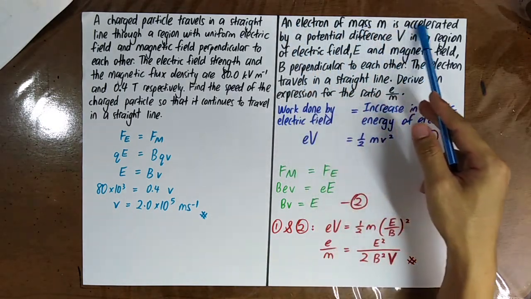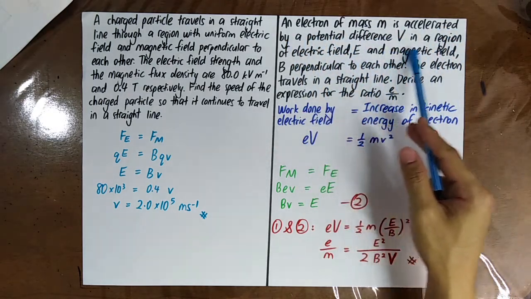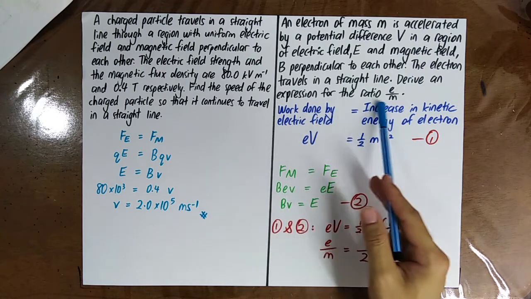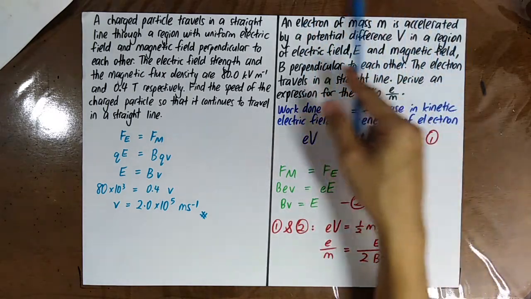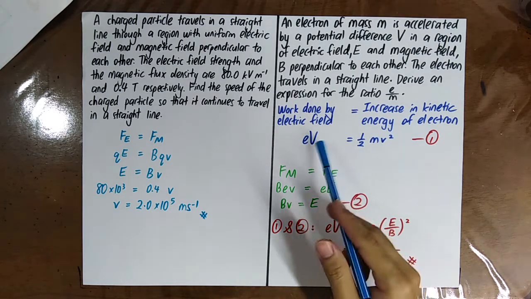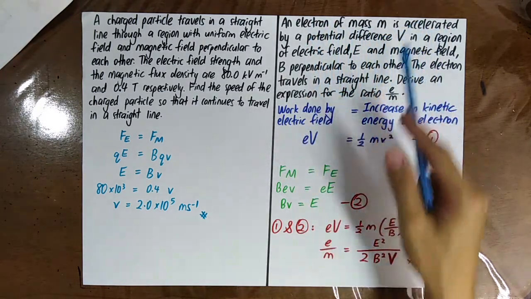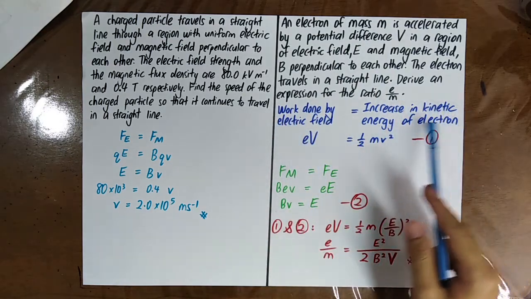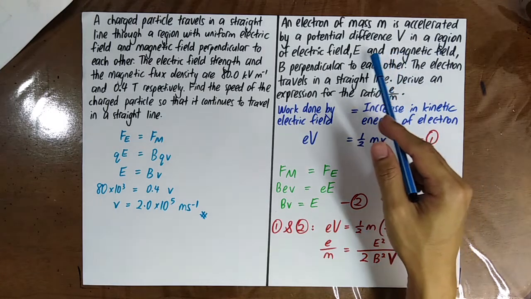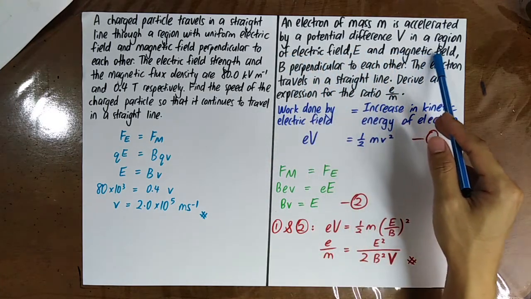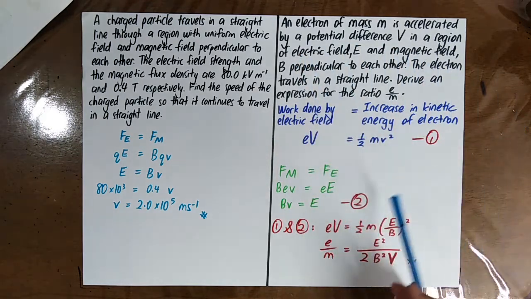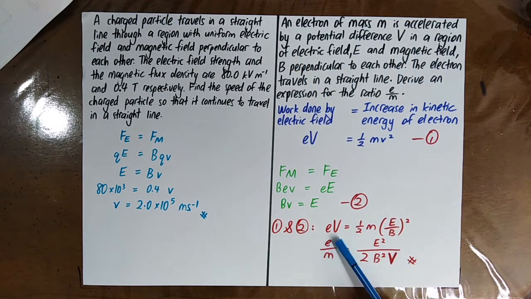An electron of mass m is accelerated by the potential difference V in a region of electric field E and magnetic field B perpendicular to one another. The electron travels in a straight line. Please derive an expression for the ratio e over m. When the electron is accelerated by the potential difference capital V, you can use this formula, because the work done by the electric field is equal to the increase in kinetic energy of the electron. Then in the velocity selector, the direction of the electric field must be perpendicular to the direction of the magnetic field, so you use this formula for the velocity selector. By using these two equations, you can find the e to m ratio.